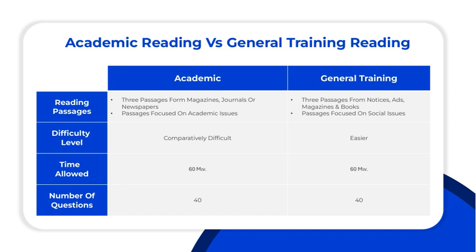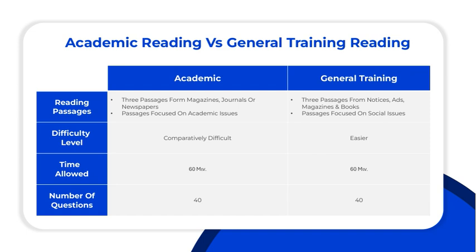In contrast, the general training section also includes 3 passages, but they come from notices, advertisements, magazines, and books. These passages are generally easier to understand, making them more accessible for a broader range of test takers. The time allotted is the same, 60 minutes for 40 questions, but the content is less complex. Both sections give you the same amount of time and number of questions, but the key difference lies in the difficulty level and the type of passages.